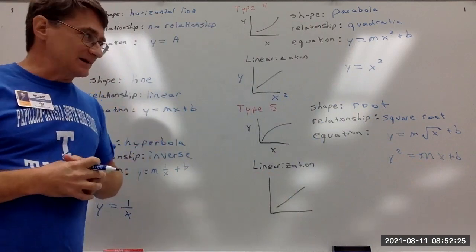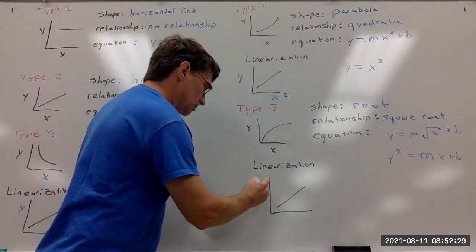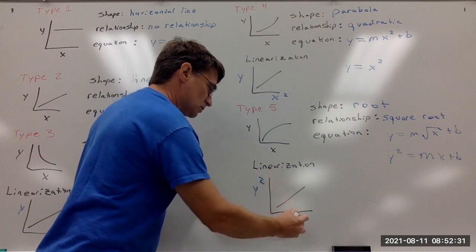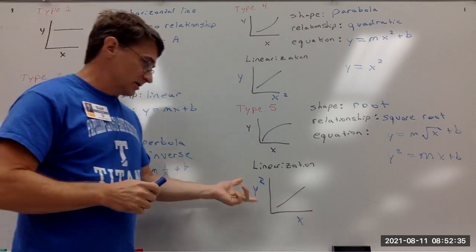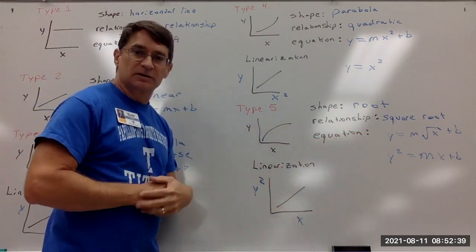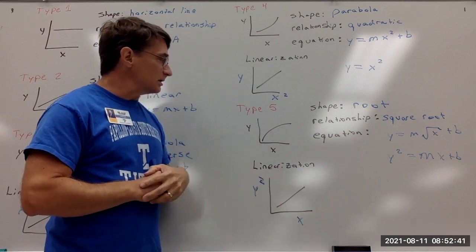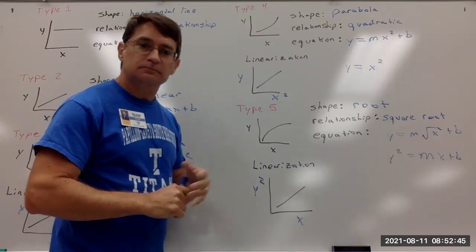In practice, it's a lot easier to square your y, leave your x alone. And when we do that, we've got y squared versus x. Again, we'll get a linear graph. Of course, you could do the same thing I wrote up here. You could graph y versus square root of x. You get the same graph, but that's how we're going to linearize what I'll call a type 5 graph.